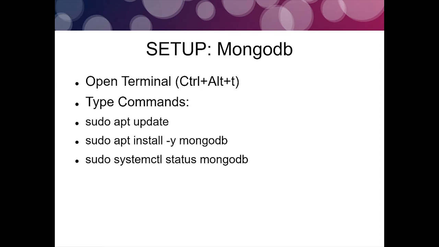Firstly, we will open terminal using Ctrl-Alt-T, which is the Linux command, and we will type in for the Linux terminal: sudo apt update, sudo apt install -y mongodb, and then sudo systemctl status mongodb. And that should set up MongoDB appropriately on your device.